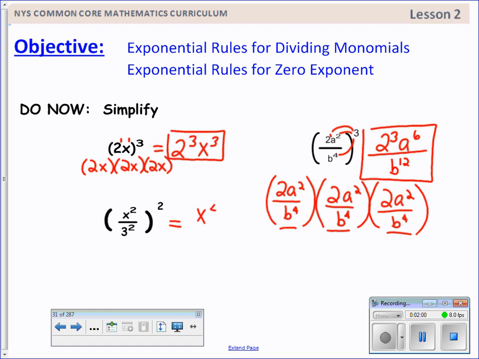My final answer, I am applying the power to a power rule, x to the fourth divided by 3 to the fourth. And that is a review from yesterday.